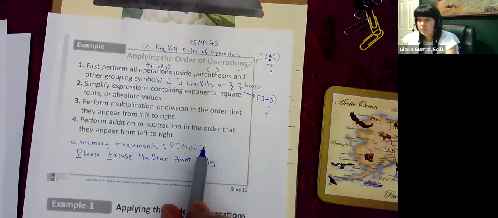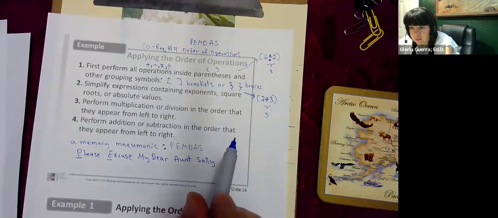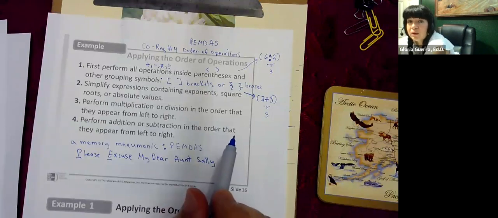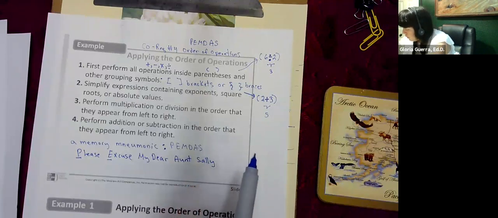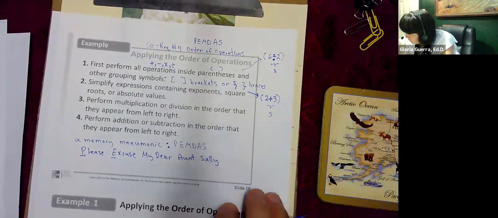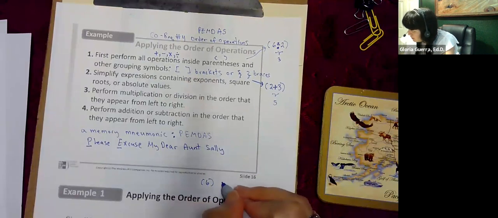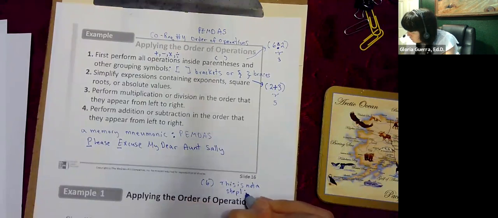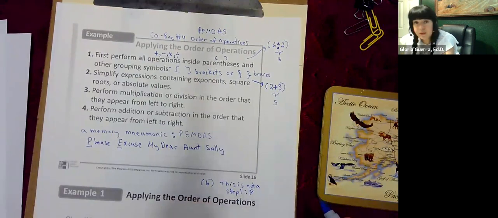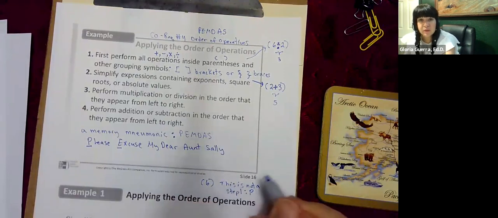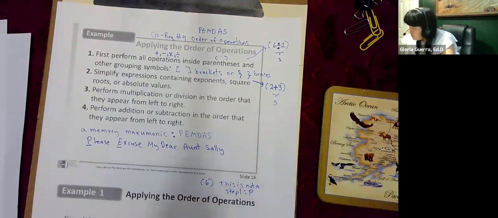If you had, for example, just a 6 inside parentheses, this is not step 1, which is the P. All right. So the second step is exponents, square roots, or absolute values.